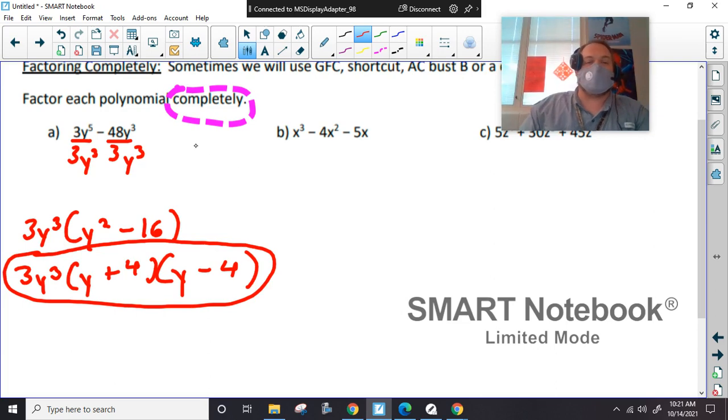Okay, so this was y to the 5th divided by y to the 3rd. Remember, when it's dividing, we subtract. So what's 5 minus 3? 2. So that's how that became y squared.